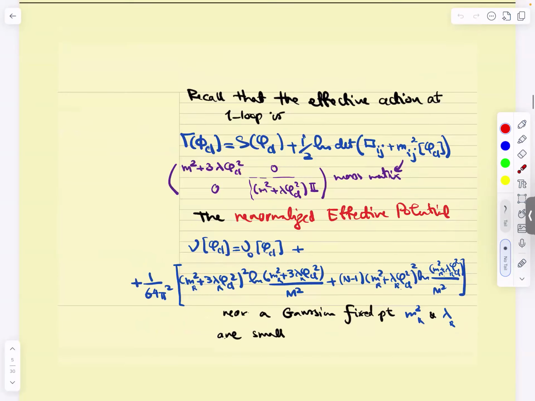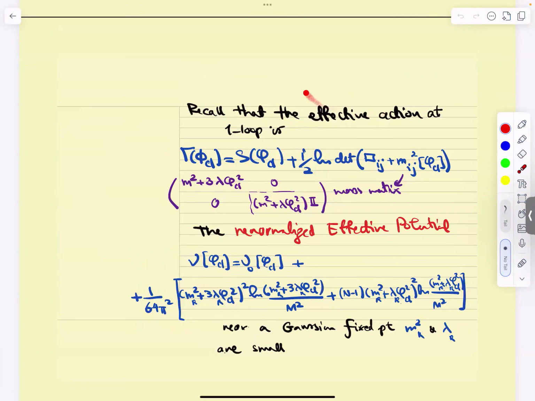In the thermodynamic analogy, what is the effective action at one loop? It's just the action corrected with quantum corrections at one loop, and quantum corrections at one loop are captured by i over 2 logarithm of the determinant of the kinetic operator expanded around the spontaneous symmetry breaking point.